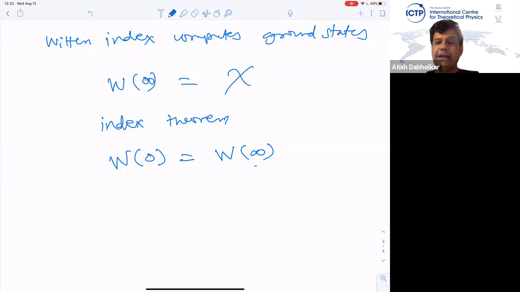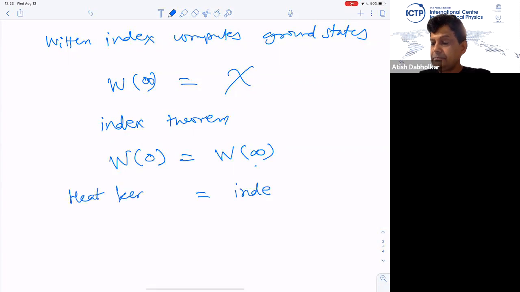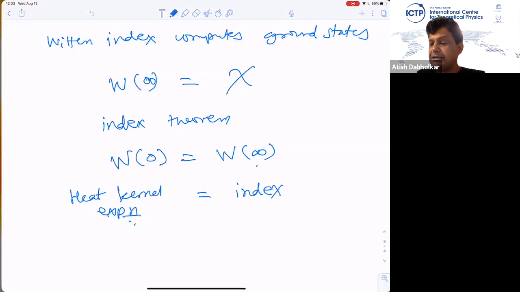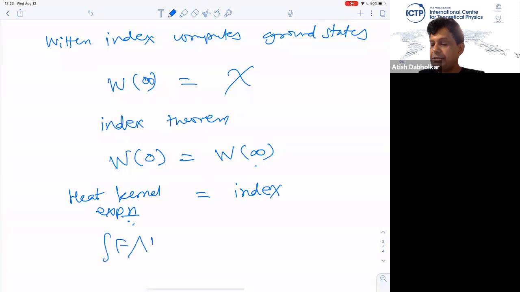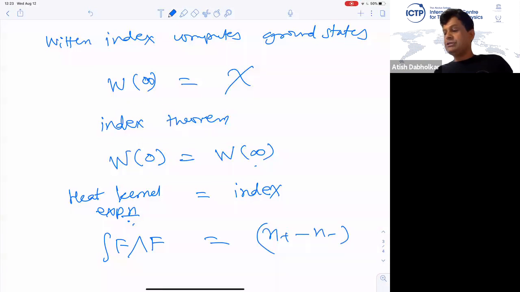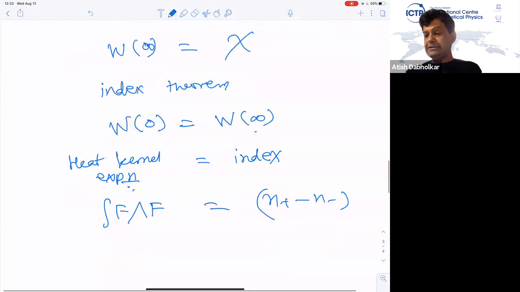But now you can evaluate it at very high temperature. So this is your index. But now you can use a heat kernel expansion here. And this is how you prove that in the heat kernel expansion, you get quantities like f wedge f, and the index is some n plus minus n minus. This is how you prove the Atiyah-Singer index theorem, for example.